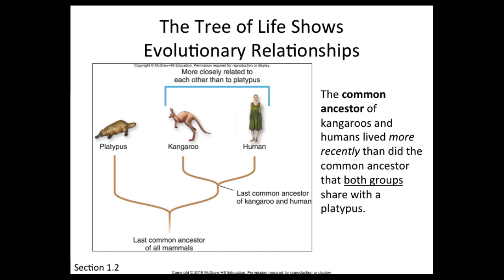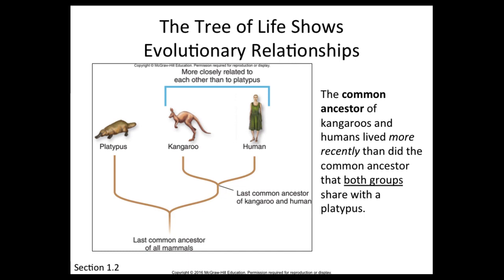Next, we're going to talk about the tree of life. The tree of life is how biologists depict evolutionary relationships. When we're creating these tree of life diagrams, it's all about identifying a common ancestor. If we look at this tree of life diagram, it shows platypus and kangaroo and human. And we could say that the common ancestor of kangaroos and humans lived more recently than did the common ancestor of both groups share with platypus.